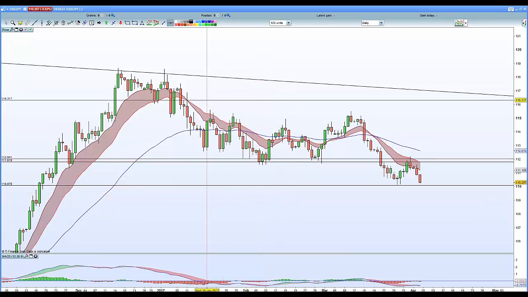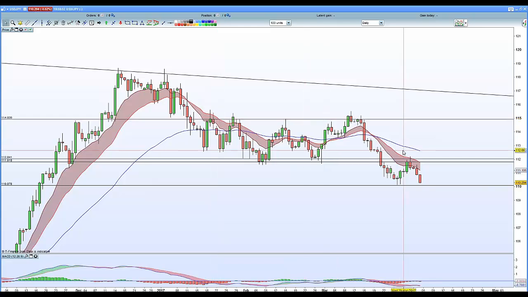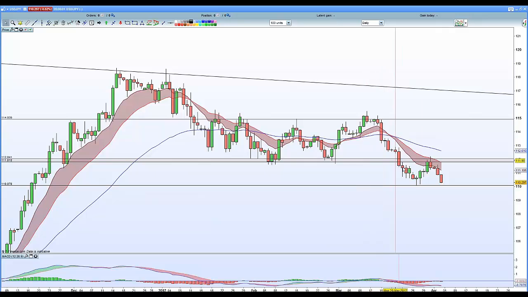Of course you can draw another resistance line somewhere here. You're right, Lenny, in terms of 115, but that's a later level. The most immediate level is 112. And if you talk about breakout trades, this is classic. Look at that. See how it broke out, pulled back, short.